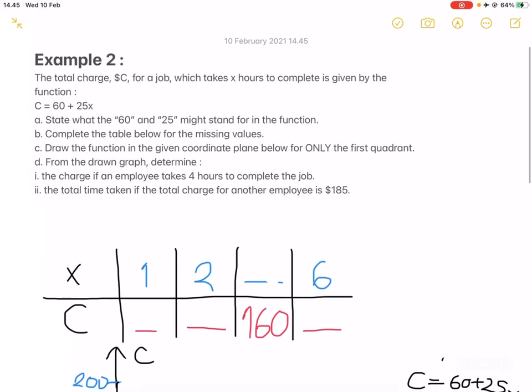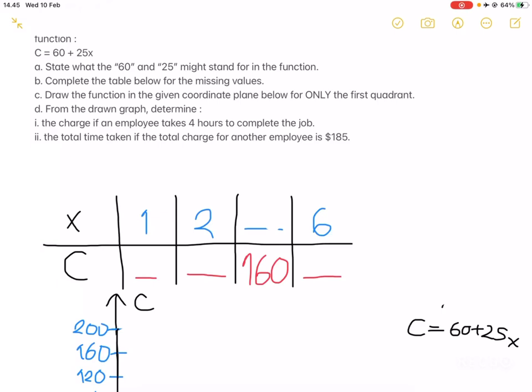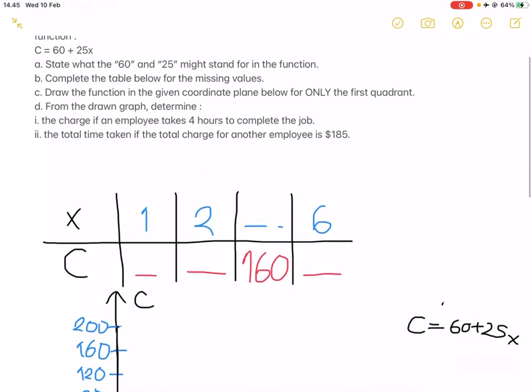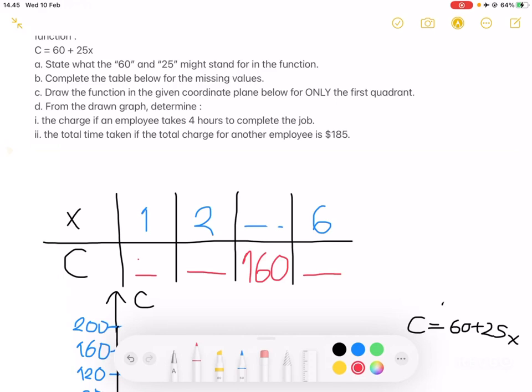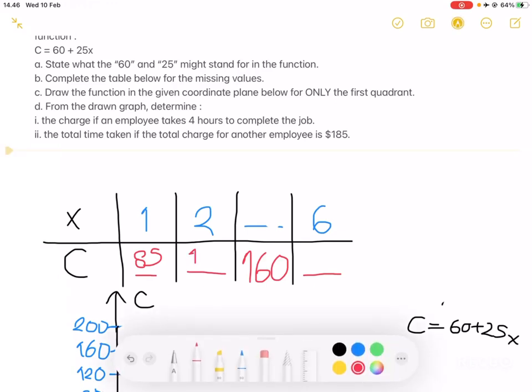So for B, we need to complete the table, and this is pretty easy to do. If you know the function, you can just plug in some inputs. So for x equals 1, we have 60 plus 25 times 1, and that will be equal to 85. And when x equals 2, it will be 60 plus 25 times 2, which will be 60 plus 50, which will be 110.